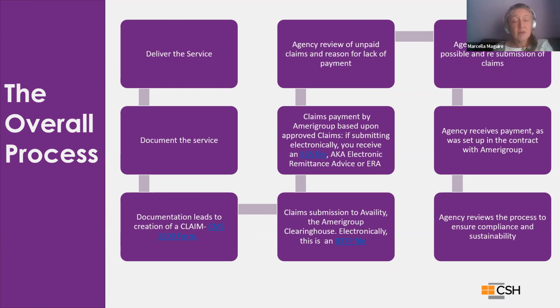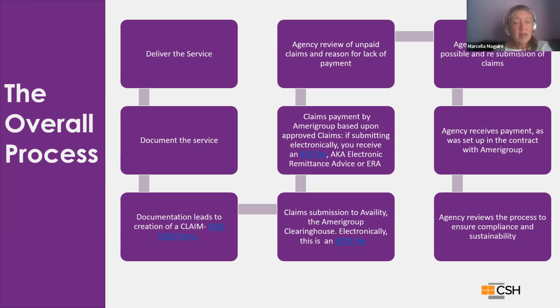Your claims will be submitted electronically to Availity, that's the Amerigroup clearinghouse. Ultimately, what this is, is an 837P file. So if you have an electronic health record, an electronic billing system, that system has a way to take the documentation you've created and grab the information it needs to fill out the 1500 form, and then creates this file, which is what Availity is looking for, the 837P file. Amerigroup will pay your claims based upon approved claims.